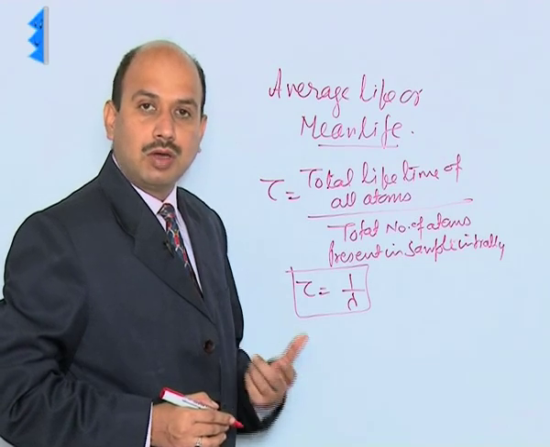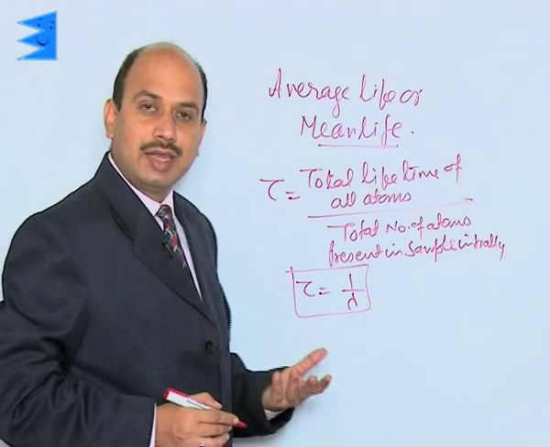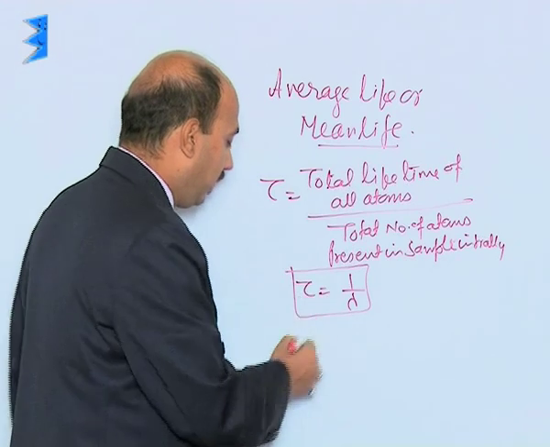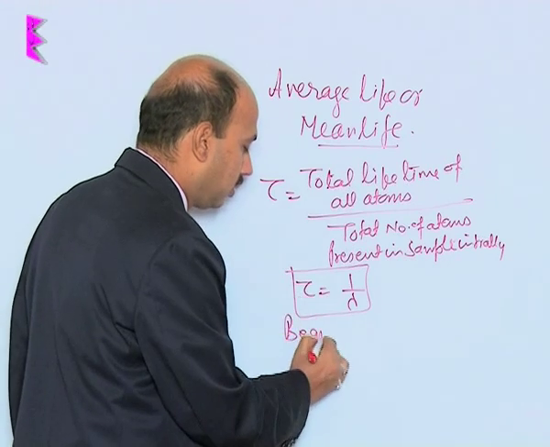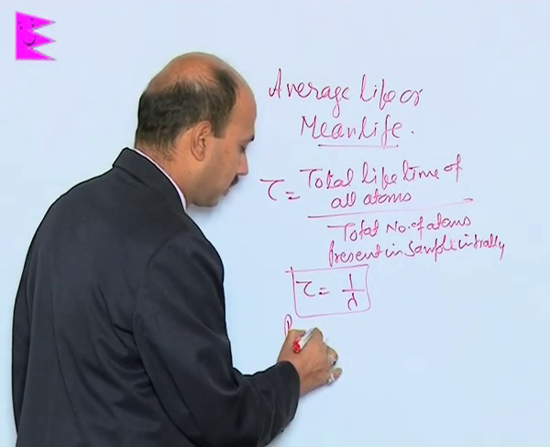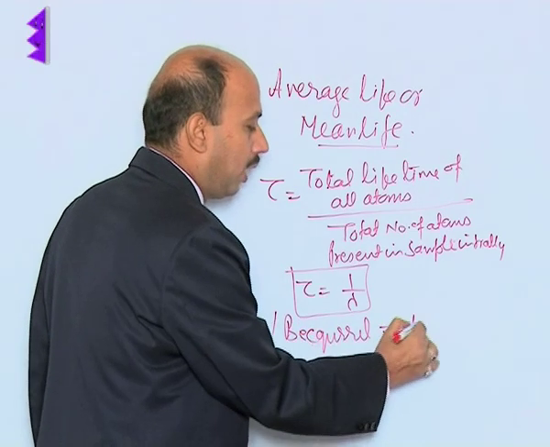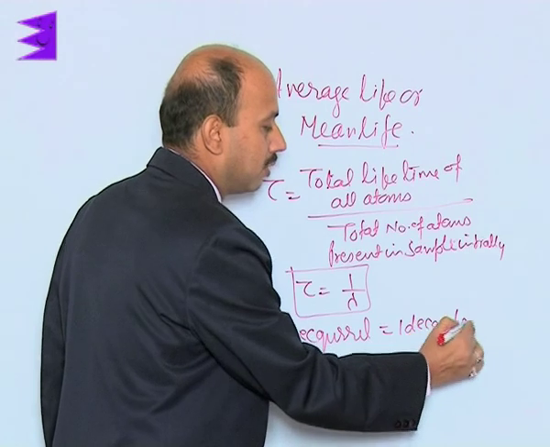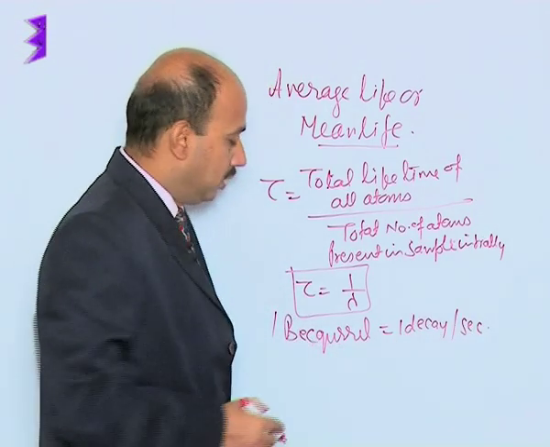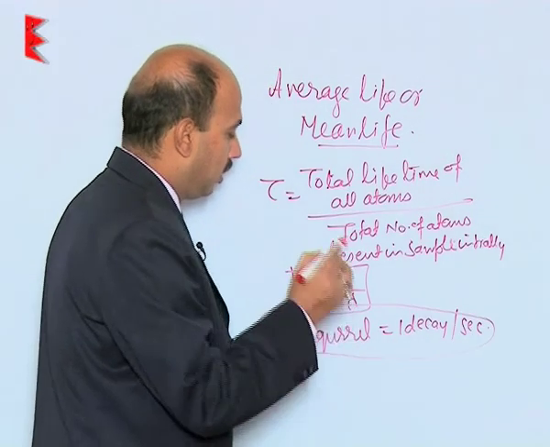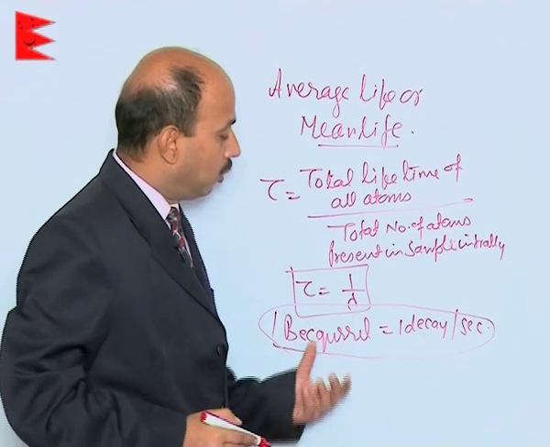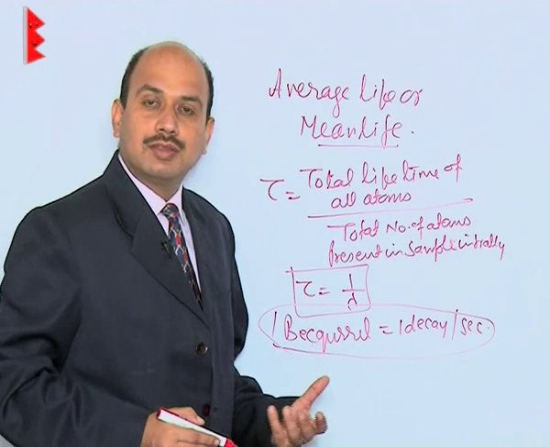The SI unit of rate of activity or the decay rate, that is called here, we can write here becquerel. One becquerel is equal to 1 decay per second. So this is the SI unit of the rate of activity, the rate of the decay, and also we can say the activity.